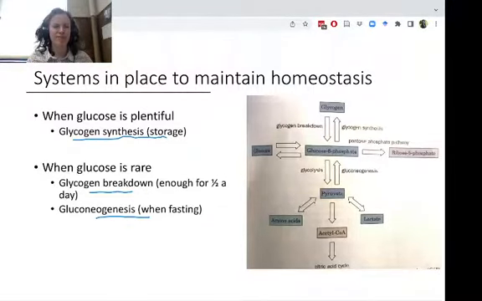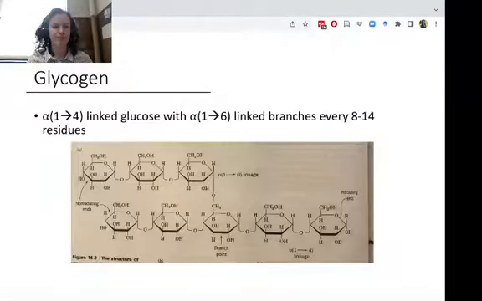What is glycogen? So we talked about carbs pretty early on in this semester, so we should be fairly familiar with the kind of language going on here. Glycogen is a polymer consisting of glucose units that have alpha 1 to 4 linkages. So let's review that real quick.